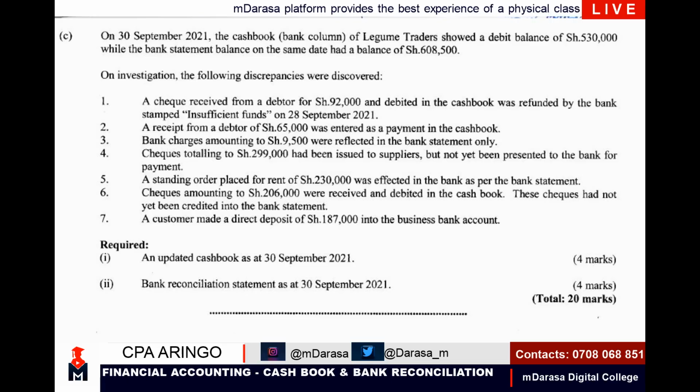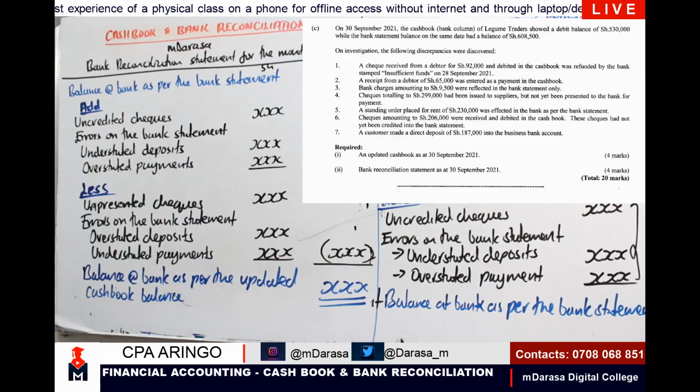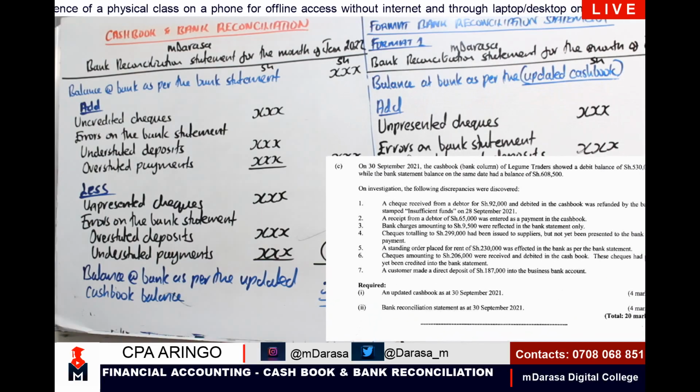So my good students, required here, you're told to prepare: number 1, an updated cash book as of 30th September 2021, as well as a bank reconciliation statement as of 30th September 2021. Recall what Mwalimu mentioned when we started, the steps in preparing our bank reconciliation.